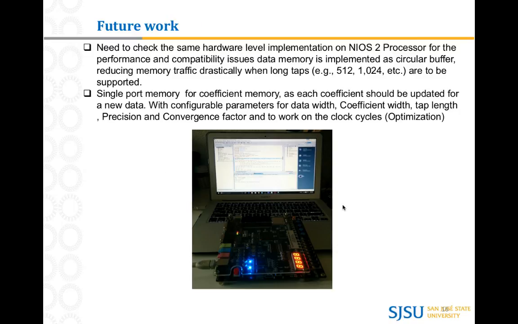The future work is to check the same hardware level implementation on an EOS2 processor for performance and compatibility issues. Data memory is implemented as a circular buffer, etc. The future work is also here: we initially used dual port memory, but we need to use single port memory for the coefficient memory, as each coefficient should be updated for the new data, with configurable parameters for coefficient width, length, width, precision, and converging factor, and to work on the clock cycles for optimization.